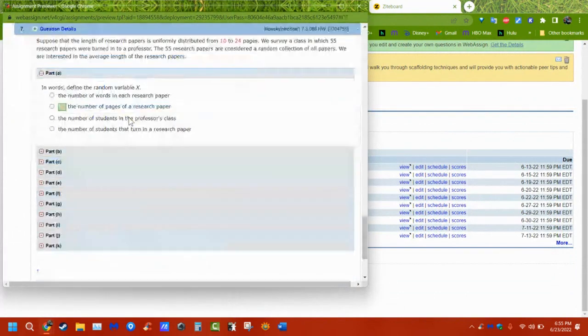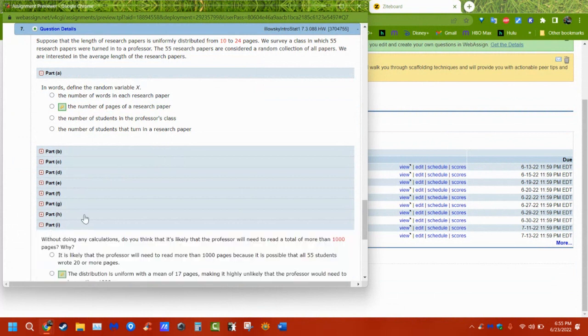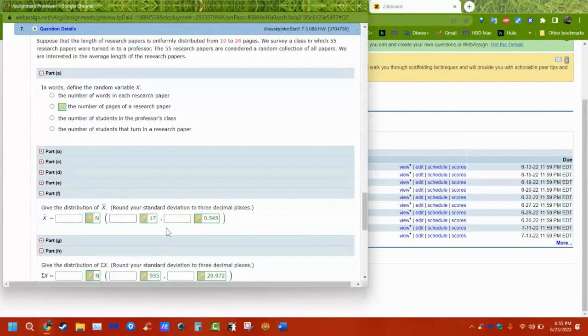It sounds like Sigma X, something like that. Oh, okay. So what that means is you're trying to find the sum of the X's. Sigma X is just the opposite of the X bar. Sigma X just means the sum of all the X's. So here's your sum, here's your X bar. You just take these numbers and multiply them by how many things there were. In this case, it's 55. You take these numbers here and multiply them by 55, and you'll get those values.